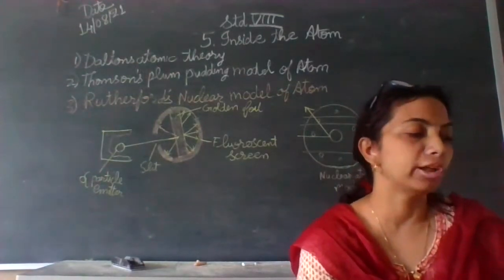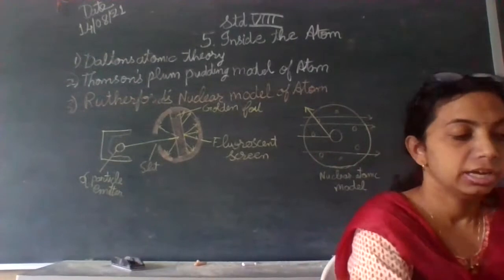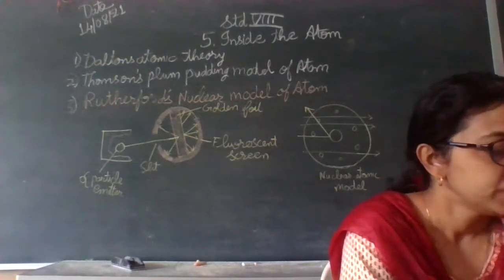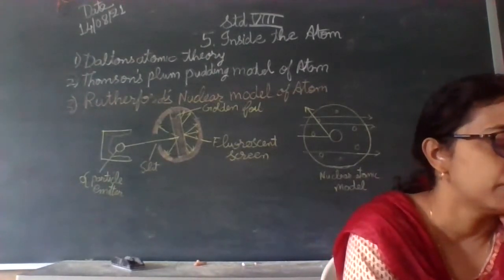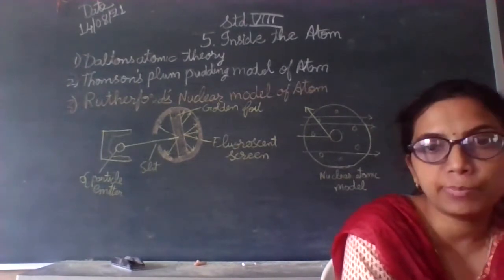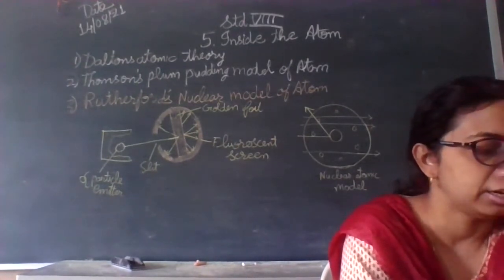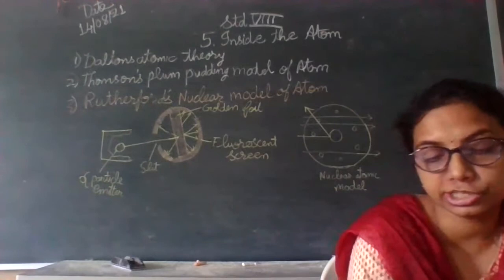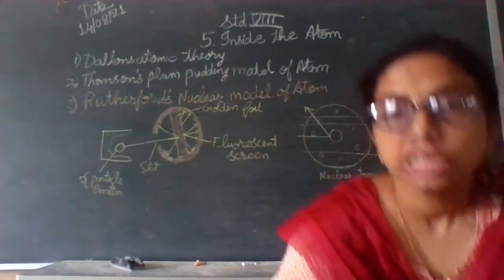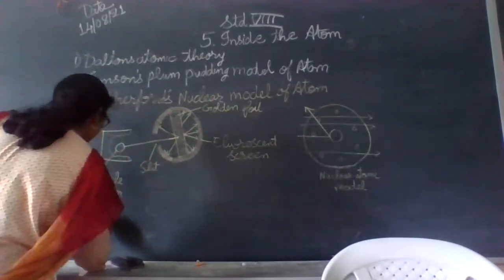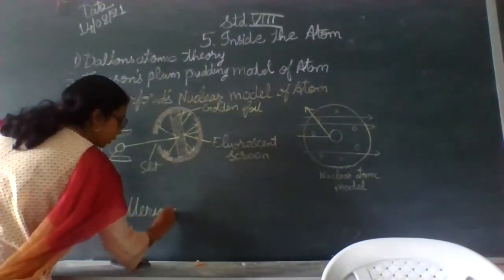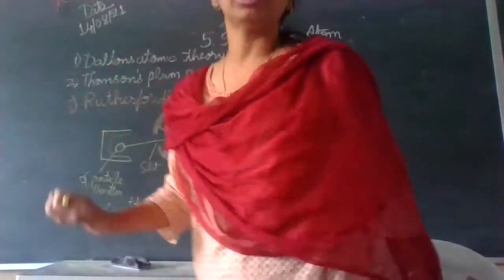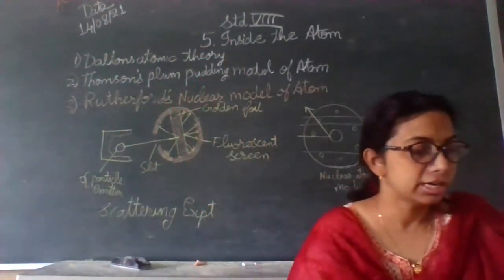Rutherford's nuclear model of atom was invented by the great scientist Rutherford in the year 1911. He studied the inside of the atom by his celebrated scattering experiment and put forth the nuclear model of atom in the year 1911. His scattering experiment is very famous. In this experiment, exactly what he did, that we are going to try to understand.